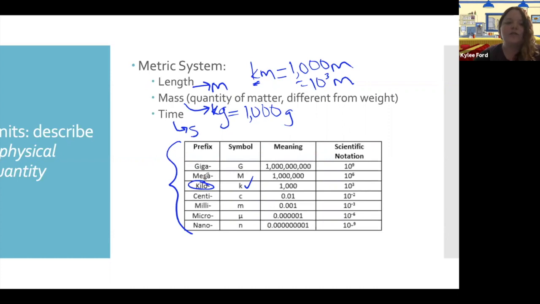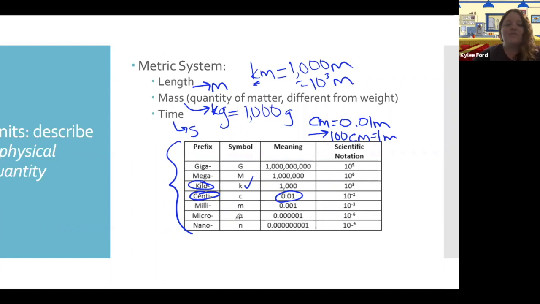Now, we can also do this with other lengths, like we're used to centimeters. It says that 1 centimeter would be 0.01 meters. That's what that would mean. Or we could switch that around, doing some multiplication and such. We can say that 100 centimeters is equal to 1 meter. All right, and so forth.